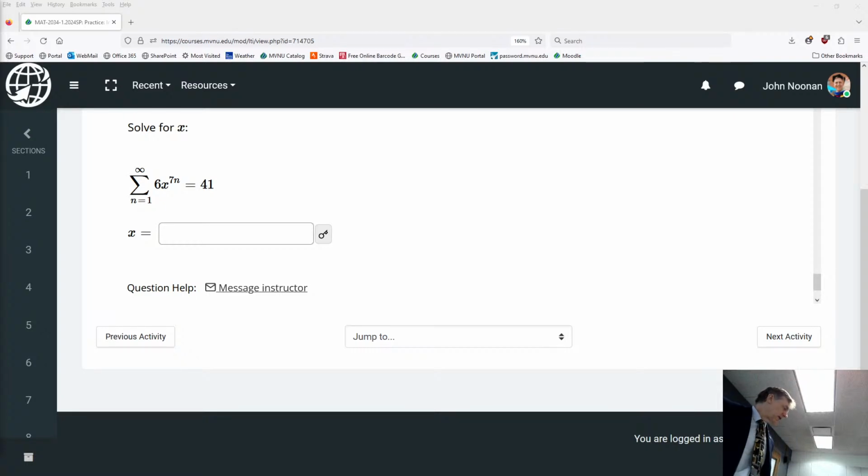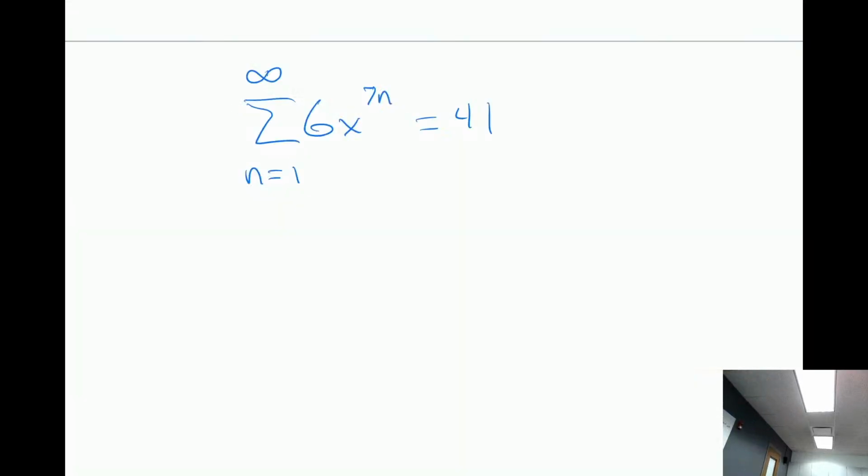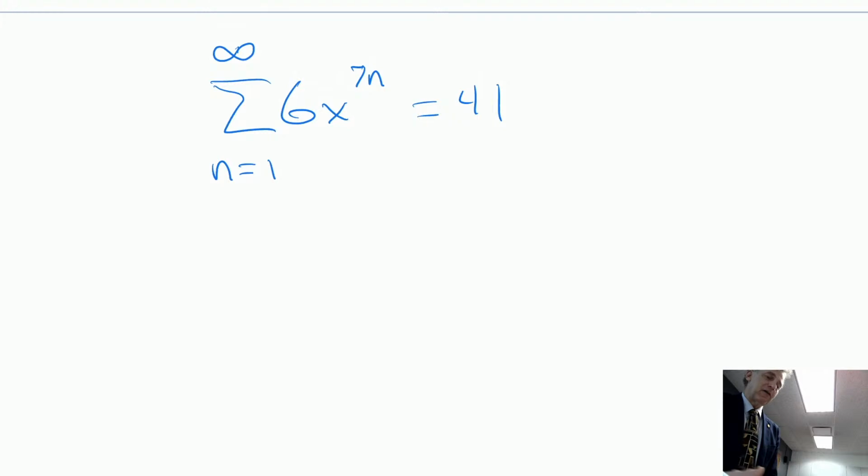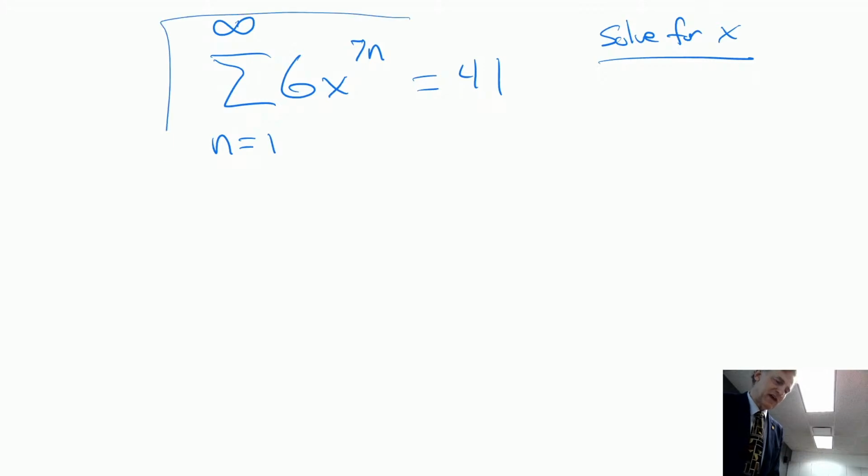And this hopefully will end up helping with the other problems, but we can go back and we can talk about some of the other problems as well, if need be. So when I look at this, at first I was like, wow, that's a hard one. And then I realized, it's not that hard when you actually think about it carefully. So we're supposed to solve for x.